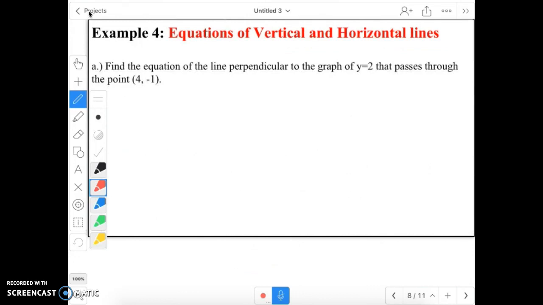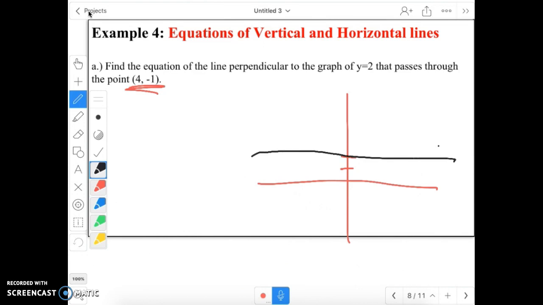All right. And then finding vertical and horizontal lines. Vertical and horizontal lines would obviously be perpendicular to one another, but if we're going to find the equation of a line perpendicular to the graph y equals 2, that passes through the point 4, negative 1. So y equals 2 is a horizontal line that would be at the point y equals 2. Now, if I'm trying to figure out the line that's perpendicular that passes through that specific point, I just have to look at the x value. So our x value is at 4.